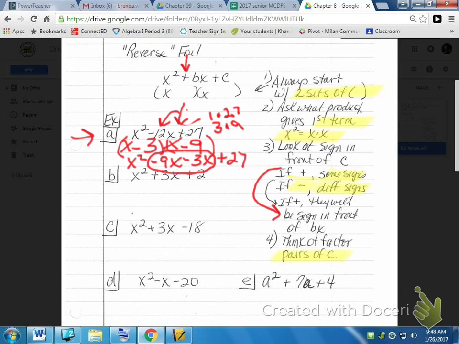So see, that is it. We've done it. We're good. Now don't make the mistake of saying, oh, here's my answer. No, kind of get rid of that. Your answer right now would be x minus 3 times x minus 9, those quantities. So we have reversed foiled that.